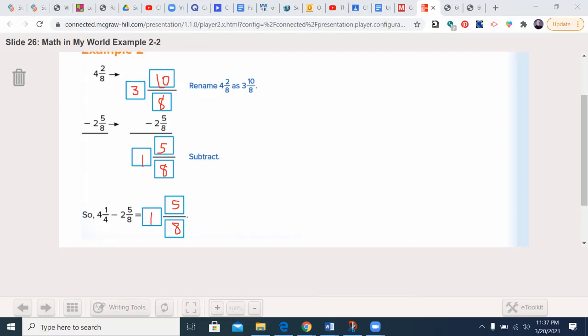So my little helpful hint, when you're renaming, take 1 away from the whole, and your new numerator is what was already there plus the denominator. Because in essence, that 1 whole became 8/8. 8 plus 2 is 10. Give you a few seconds to complete this one before we move on.